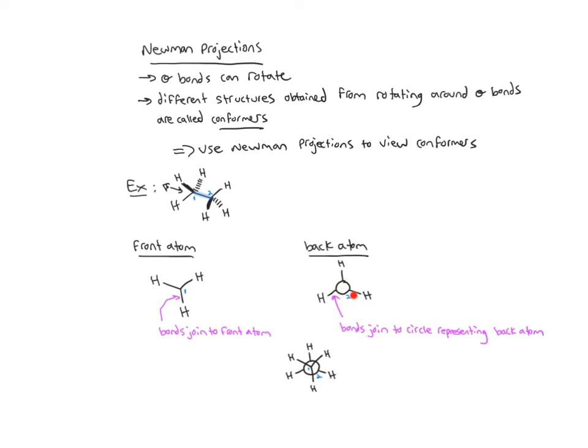If we put these two together, we're looking down the 1-2 bond. We're not showing that bond. We're just showing carbon atom 1 and everything attached to it, and then carbon atom 2 and what's attached to it, and we put those two together. So this is for ethane. Let's see a little bit more complex one. How would we make a Newman projection?